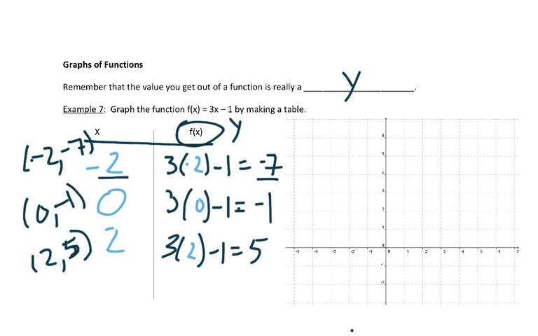So negative 2, negative 7 would be clear down off the page, really. 0, negative 1 would be right there. And 2, 5 would be right here. So if I had to graph that, I would draw a straight line that connects those points.